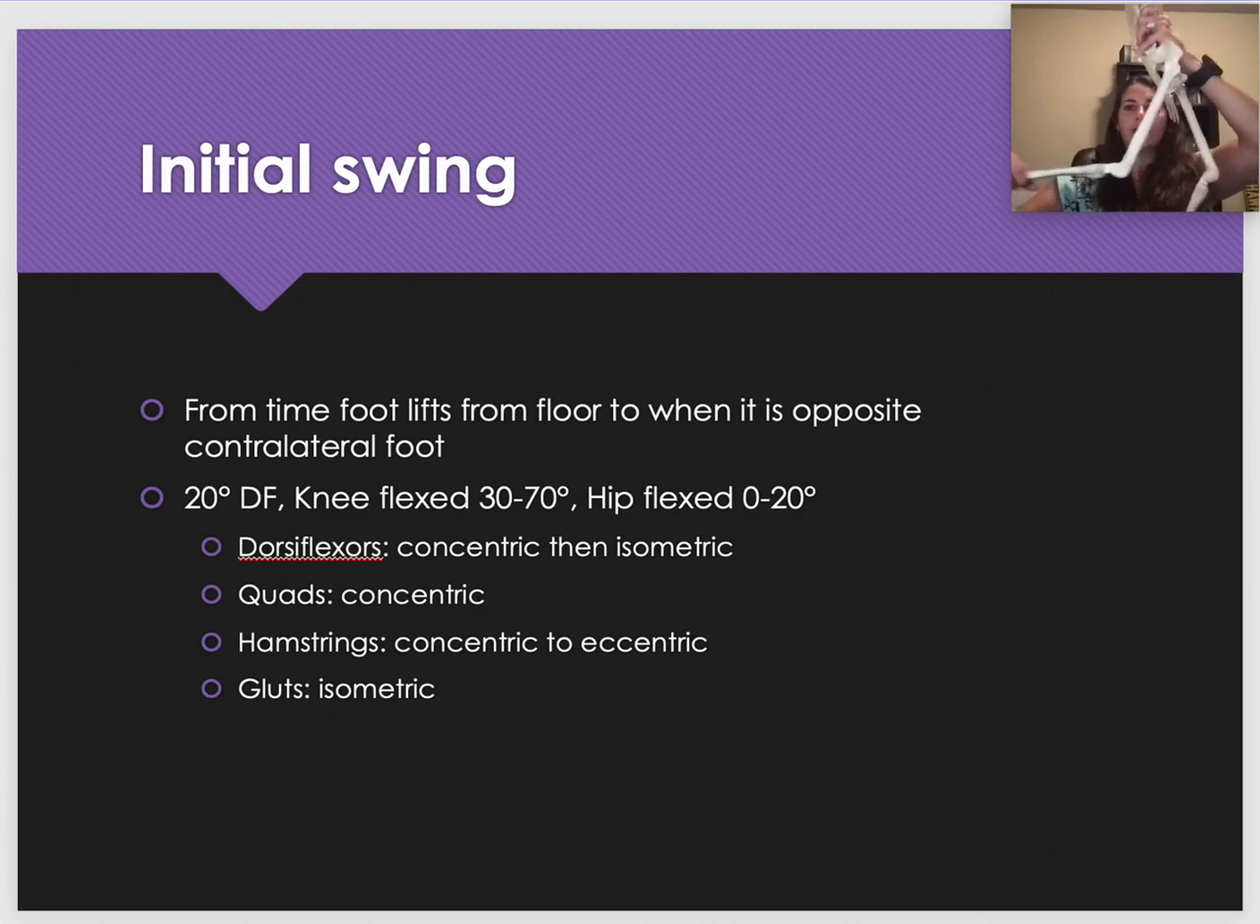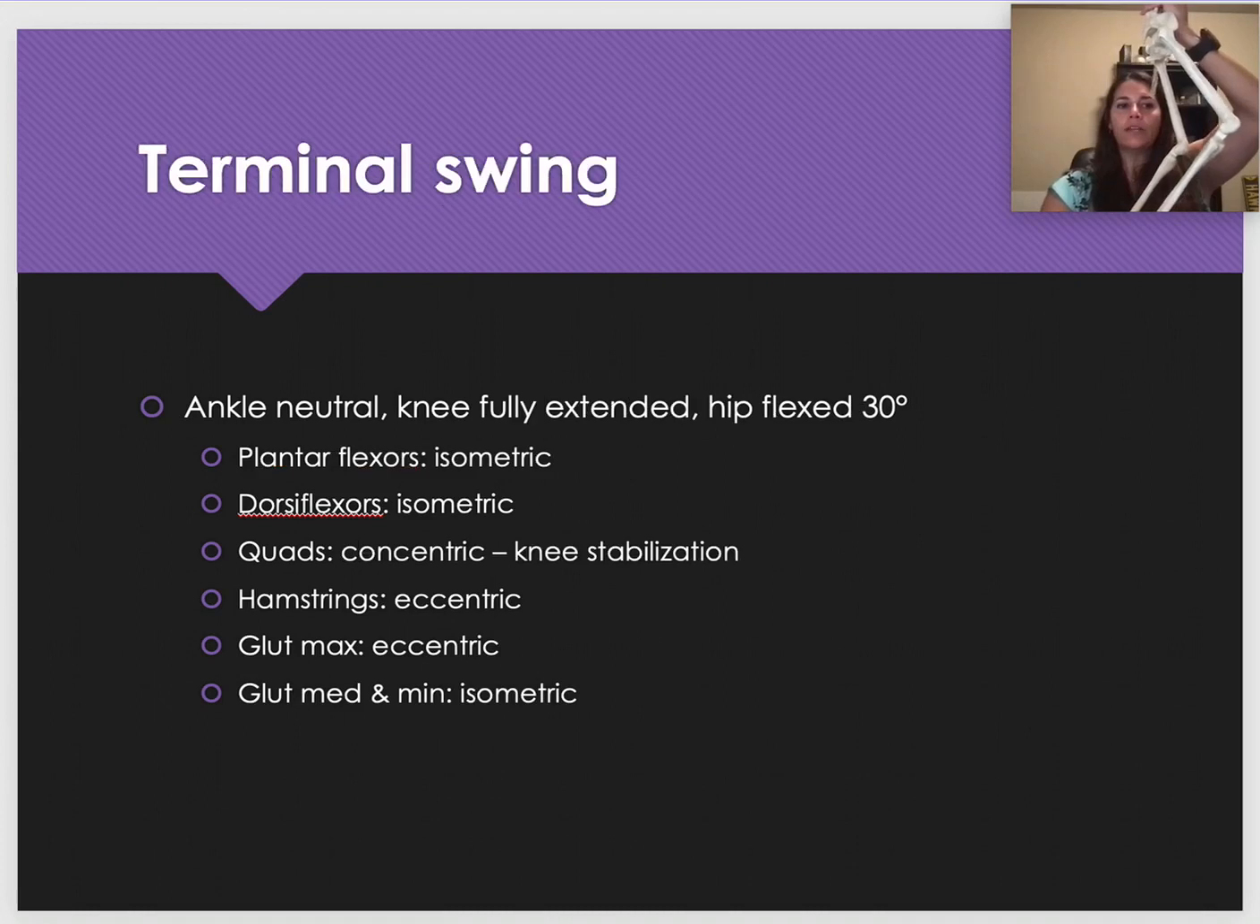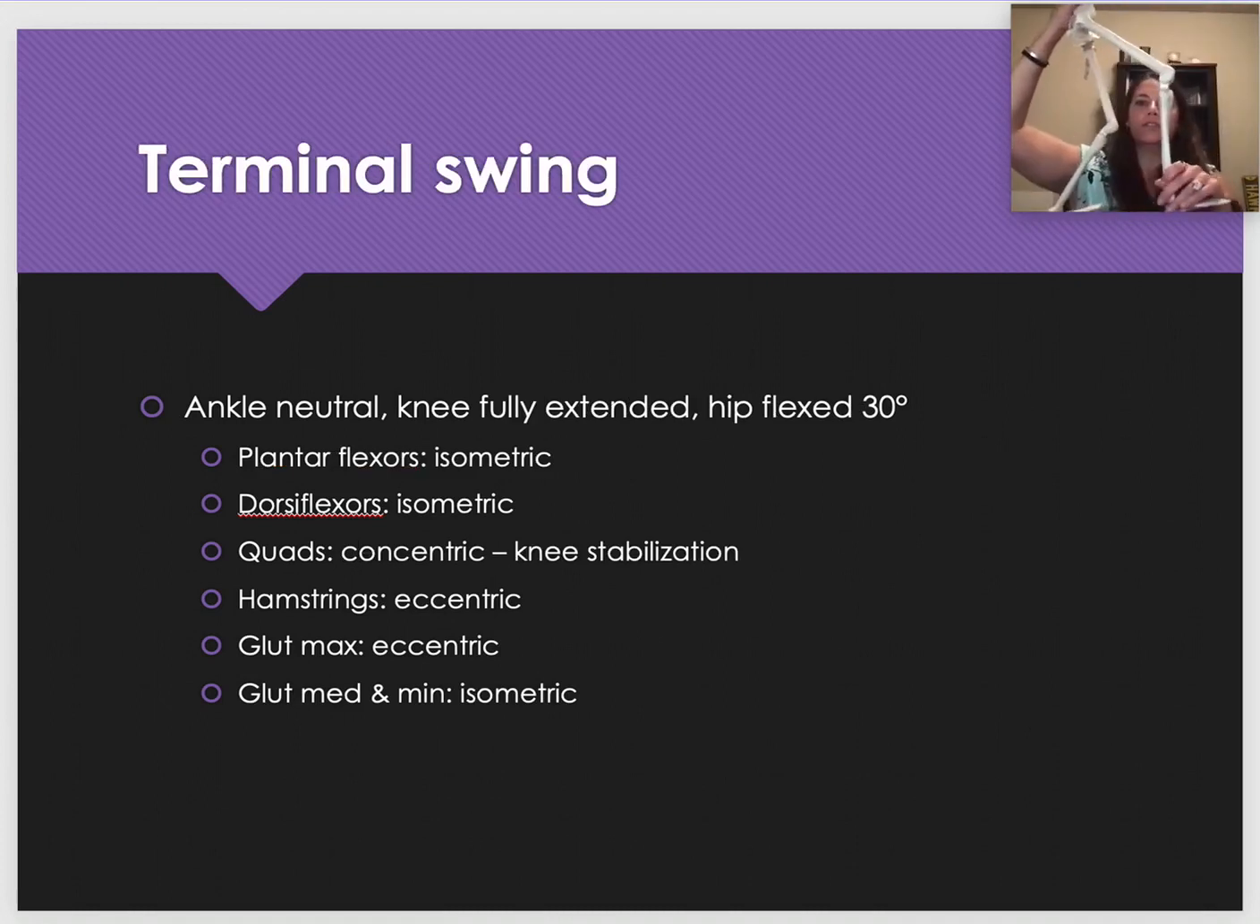So the initial swing, that's what they're talking about, is we're here, we're toeing off. Initial swing, we're starting to come forward with it. In mid swing, ankle goes back to neutral, the knee is flexed to 30, and the hip is flexed to 20 to 30. Then we get to terminal swing, where we're still in neutral. The knee is going to kick out into extension, and our hip is going to be flexed to 30. So now we're right before heel strike: foot is dorsiflexed, knee is extended, hip is flexed, and all we have to do is lower our foot down, and we are back in heel strike.